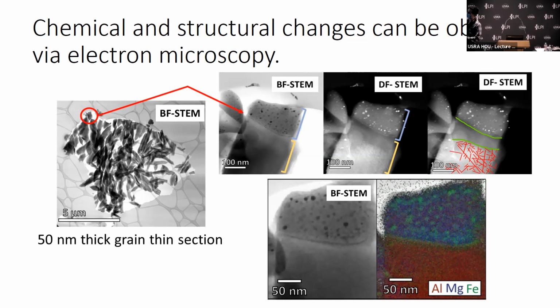So if we move to the right, we first see a bright field STEM image of the rim. In the blue bracket, we have a melt splash with the little black particles. Those are your nanophase iron particles. And then the yellow bracket denotes the grain interior. If we move to dark field STEM, we see some additional features. Again, we have our melt splash, except the nanophase iron particles are bright.